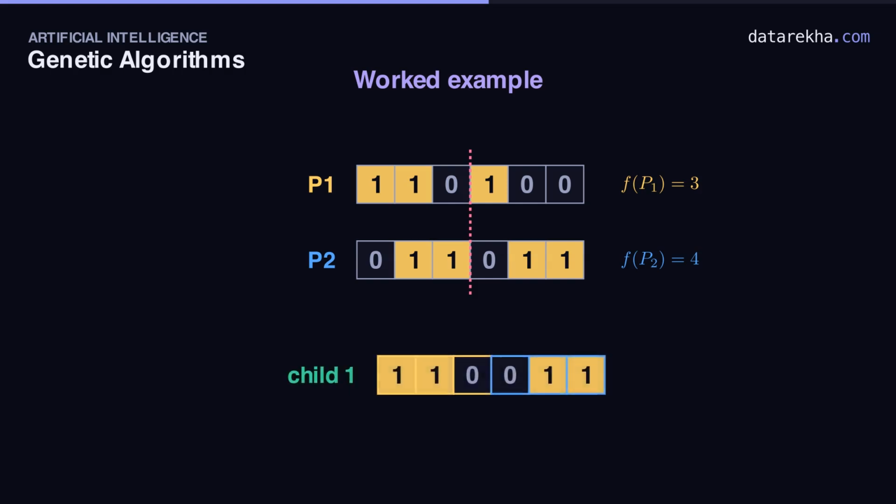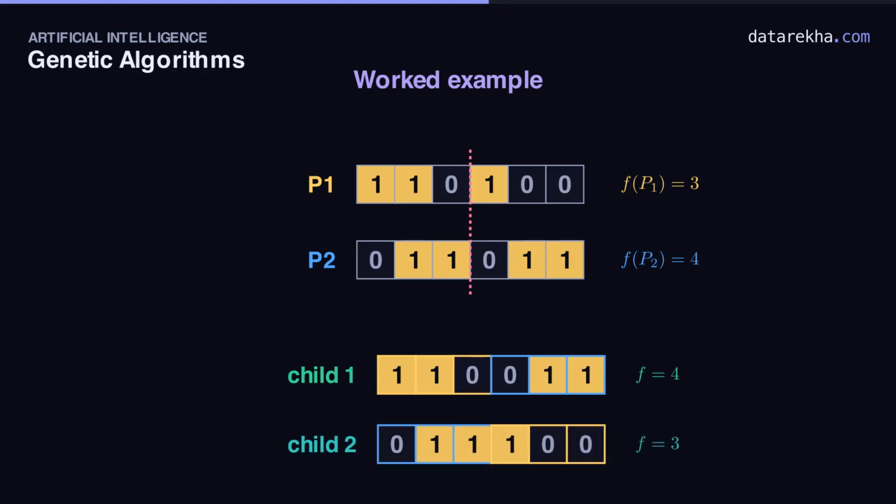Child 1 takes parent 1's head, 110, then parent 2's tail, 011, giving 110011. Count its ones. 4. Child 2 is the mirror, 011100, 3 ones, and a mutation to close. Flip child 1's fourth bit from 0 to 1. It becomes 110111. 5 ones, fitness 5. From two parents scoring 3 and 4, crossover, and a single flip produced a child scoring 5. That upward drift, repeated, is the whole engine.